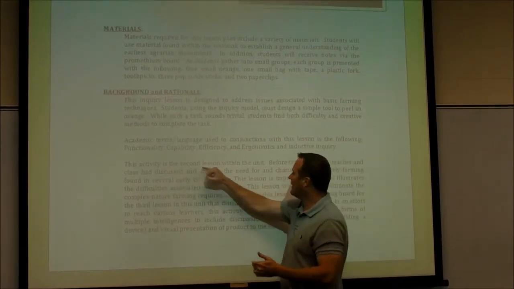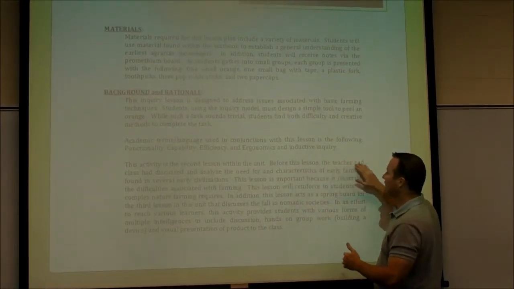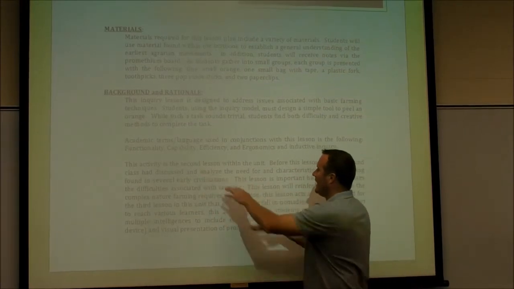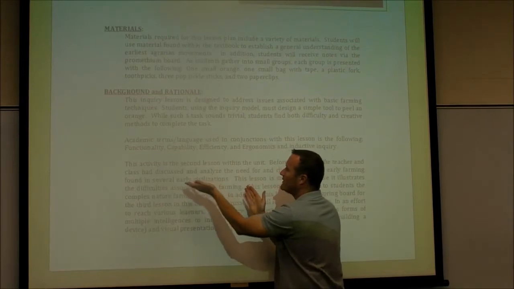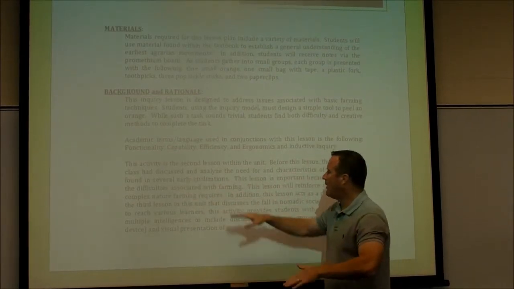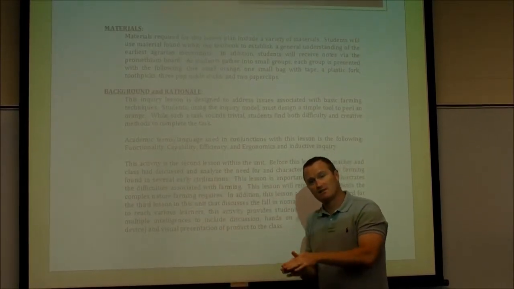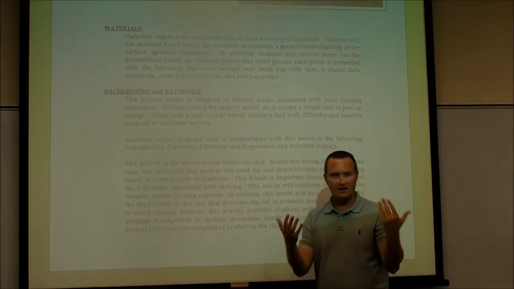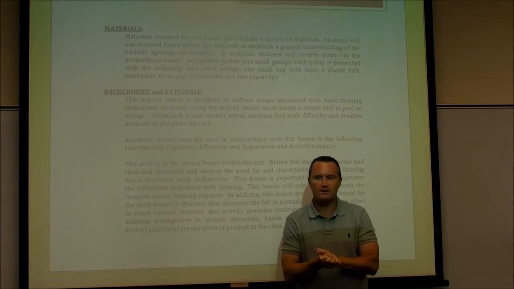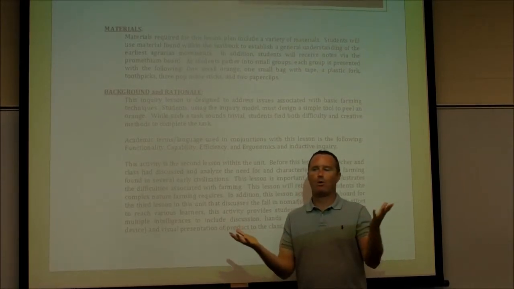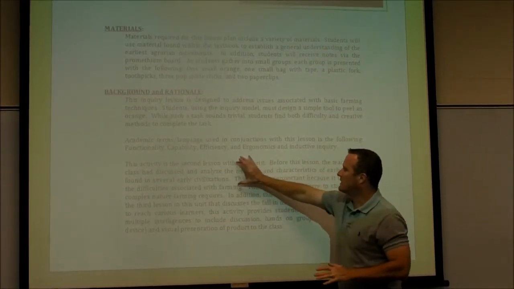So this is the second lesson within the unit. Before the lesson, the teacher and the class had discussed and analyzed the need for characteristics of early farming. So I'm setting the stage of where this falls into the big picture and what we've talked about before we did this lesson. You don't want to just drop this lesson on them cold turkey and say, hey, ladies and gentlemen, we're going to talk about farming techniques. Here's an orange, and here's some tools to play with. That doesn't work. You've got to have something to build upon.